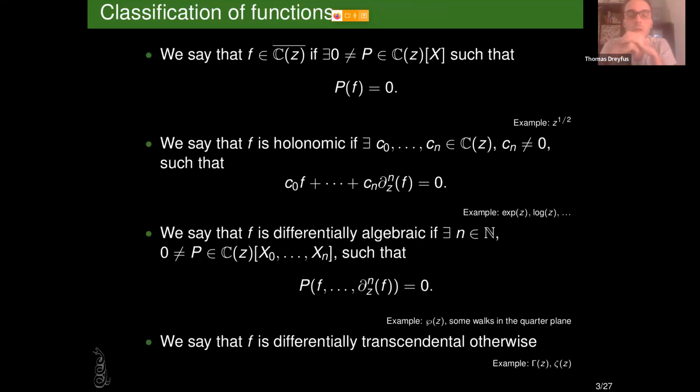So let me give a more precise definition. I say that f is algebraic if and only if it vanishes under a non-zero polynomial. So it's a very classical notion. Normally, everyone should be very used to it. So for instance, square root of z is an algebraic function. And we say that f is holonomic if it's a solution of a linear differential equation. Some people used to say D-finite. I will say holonomic in this talk.